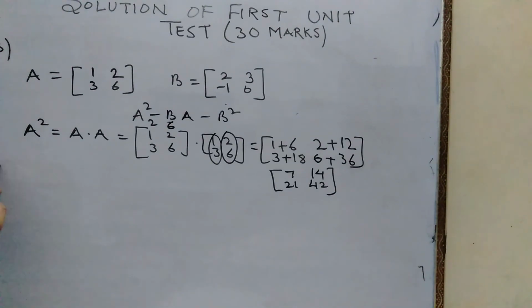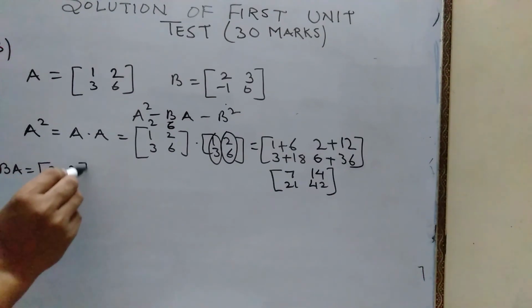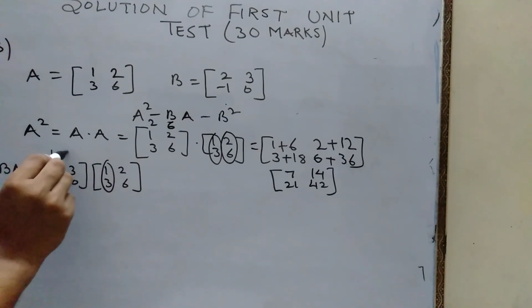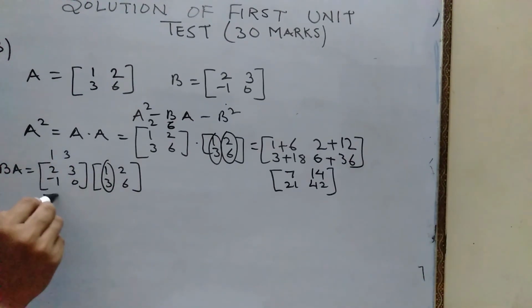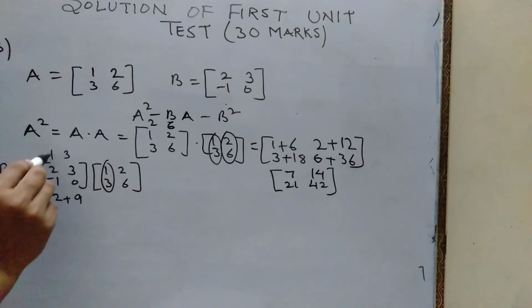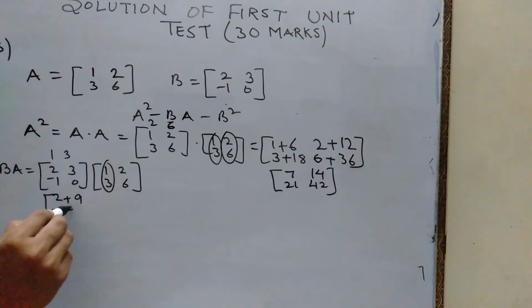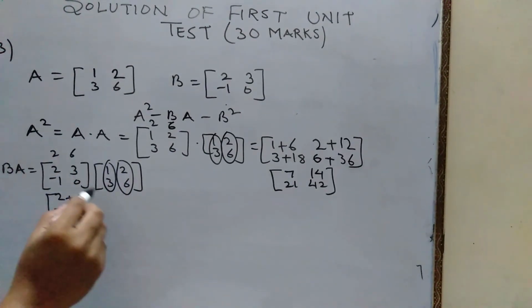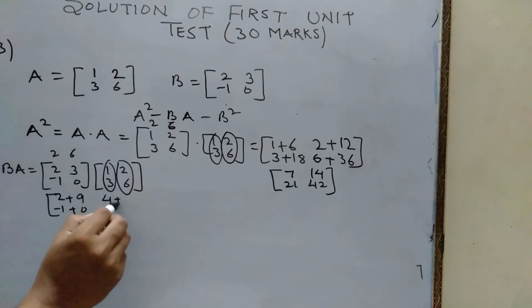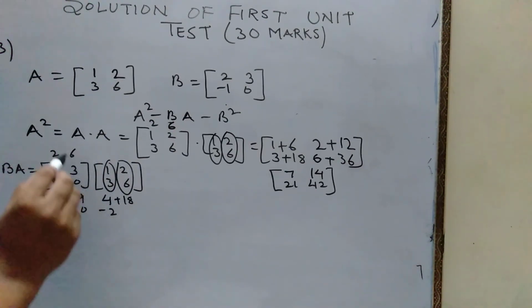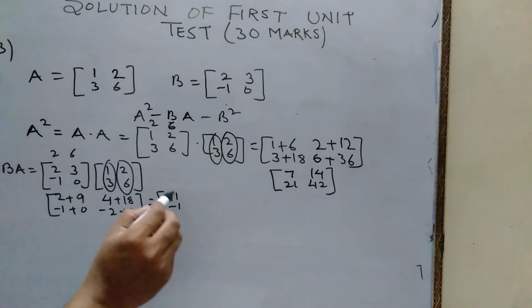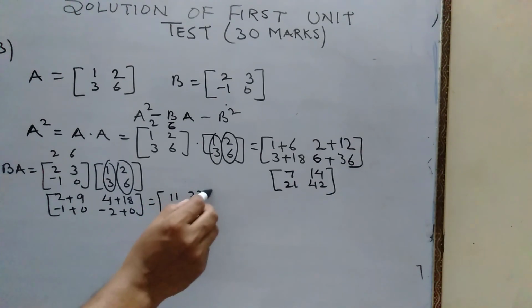Similarly, in the same way, we will find BA. So the B matrix will come first, 2, 3, minus 1, 0, and A is 1, 2, 3, 6. Take the first column. So 2, 3 into 3, 9, minus 1, 3 into 0, 0. Take the second column, 2, 6. So 2 into 2, 4, 6 into 3, 18. 2 into minus 1, minus 2, 6 into 0, 0. So it will give you 11, minus 1, 22 and minus 2.